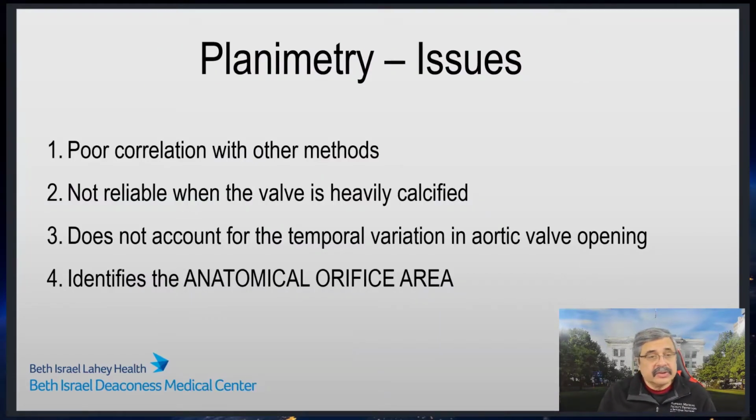So the major issues with planimetry are that it correlates poorly with other methods. It's not reliable when the valve is heavily calcified, and that's when you really need to have an accurate area calculation, and it does not account for the temporal variation in aortic valve opening, which means if you don't identify the maximal opening, you may misdiagnose aortic stenosis or overestimate aortic stenosis.